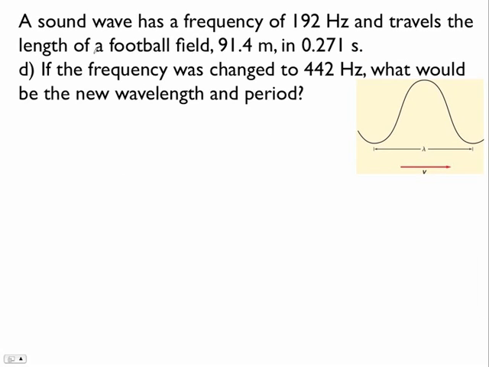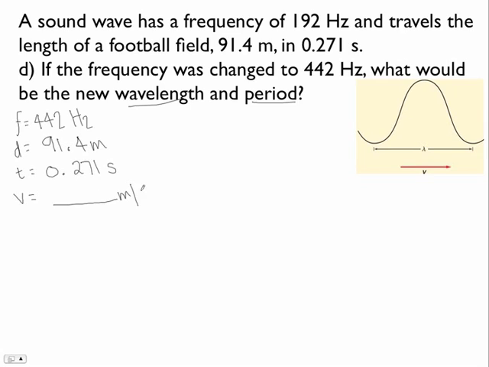Now part D says, if we change the frequency to 442 hertz, so we have a new frequency, what is the new wavelength and period? So we're going to have to find the wavelength again. We have the same distance, the same time. I'm not sure if we'll have the same velocity or not, so I'm just going to put it like this, and then we'll check it out and see what happens. And we're going to have a new wavelength, some meters, and a new period, which is in seconds.